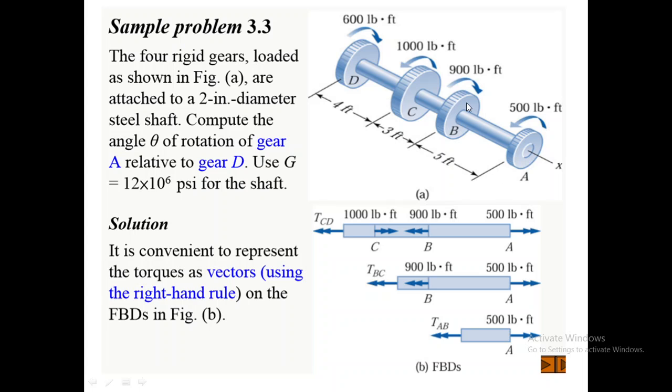Now come to this cross section, that is point B. So at point B, you consider the torques on the right hand side of point B. On the right hand side of point B, we have two torques with 900 and 500, and 900 is clockwise, 500 is anti-clockwise. So if we add that, we'll get 400 Newton meter with clockwise direction. So for portion BC, at B, the torque is 400 Newton meter.